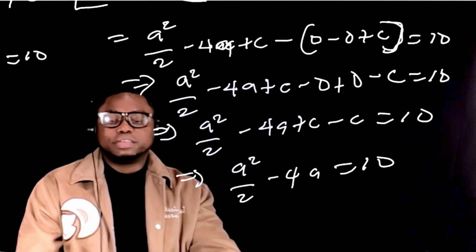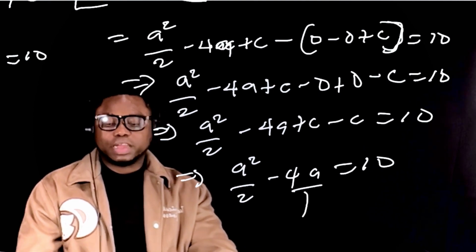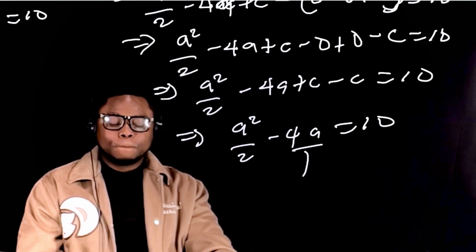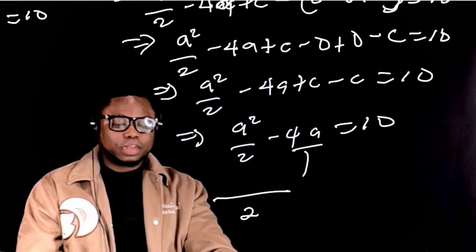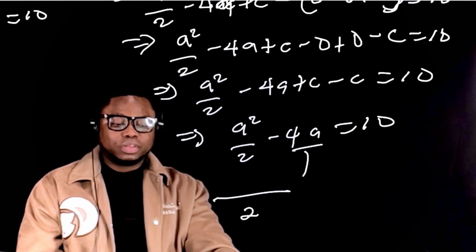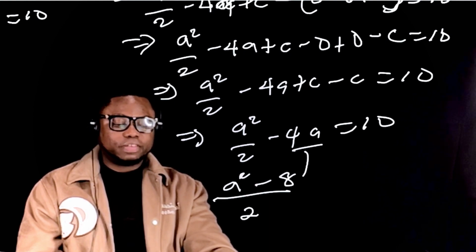So the next thing I'm going to do is to make 4a to be in fraction form so that I can find the LCM of 2 and 1 to simplify. LCM of 2 and 1 is actually 2. 2 divided by 2 is 1. 1 times a squared is going to give me a squared, minus 2 divided by 1 is 2. 2 times 4a is going to give me 8a, is equal to 10.